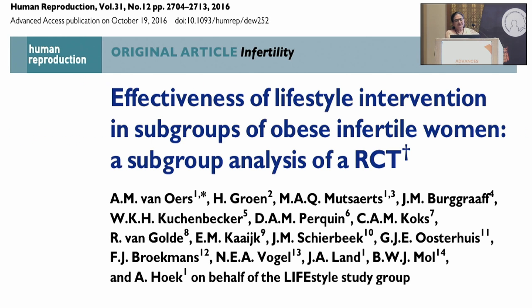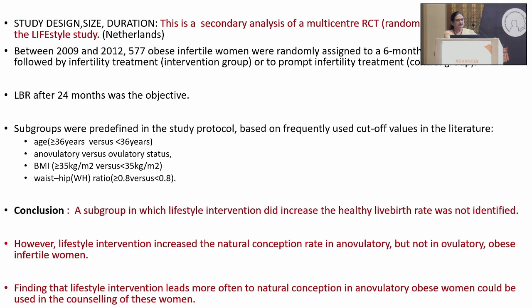And then this is a lifestyle study. This came in 2016, where they grouped patients into two groups. One is patients with lifestyle intervention for 6 months followed by infertility treatment. The second is infertility treatment alone. And they found that the live birth rate did not vary between the two groups.